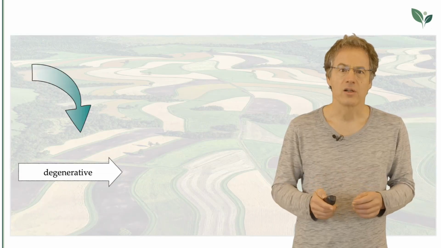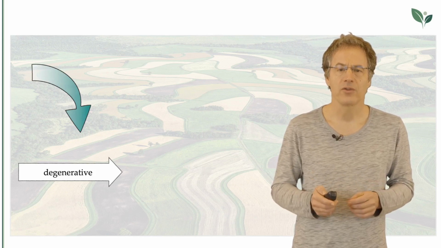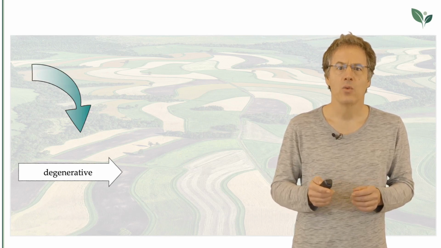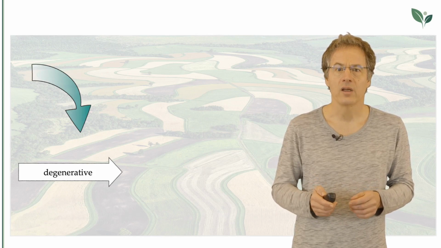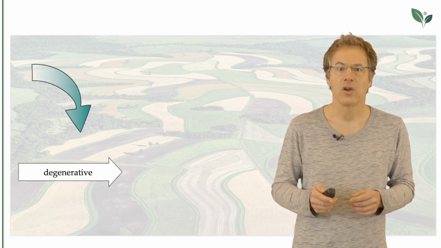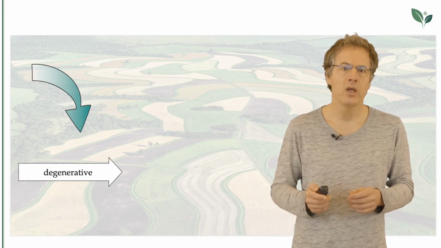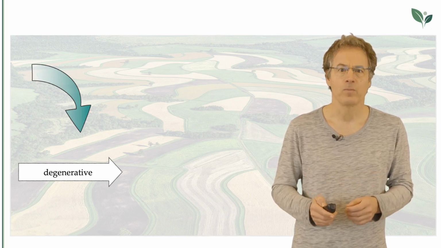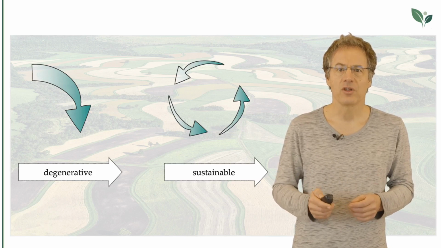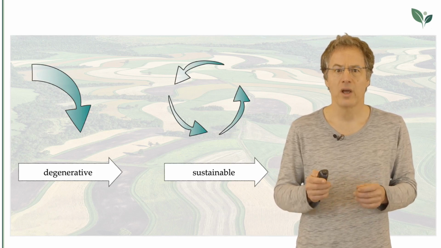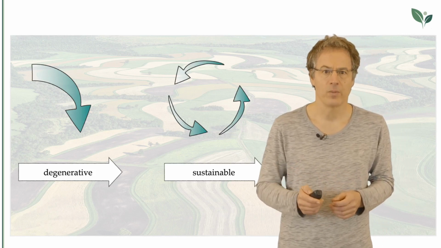Not only in agriculture, but also in other sectors and across society as a whole, we are moving toward degrading and degenerative practices whereby natural resources are exploited and polluted. We must change this. The first step of action is to transition to a sustainable economy.